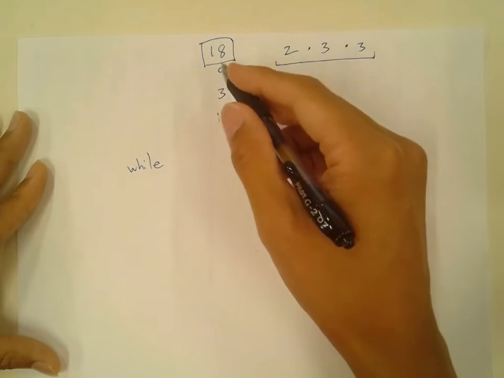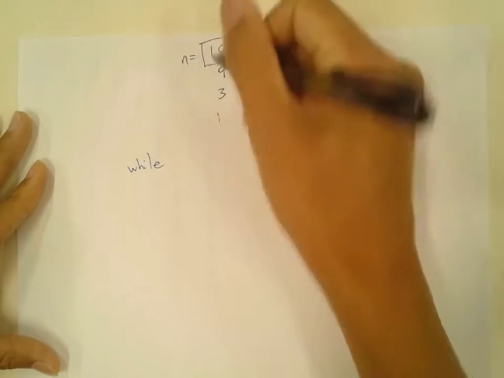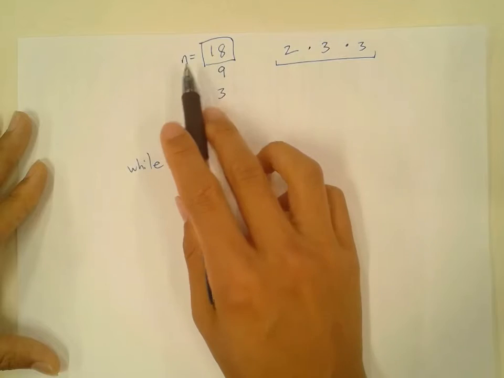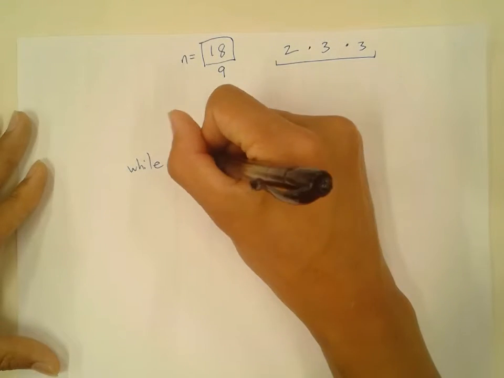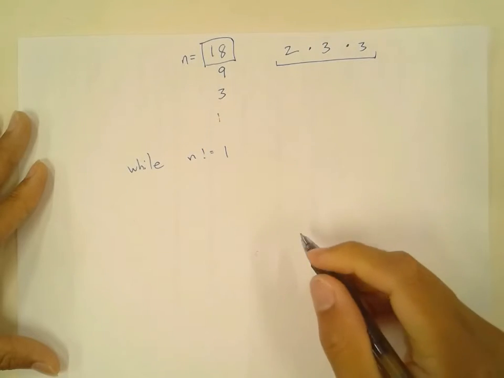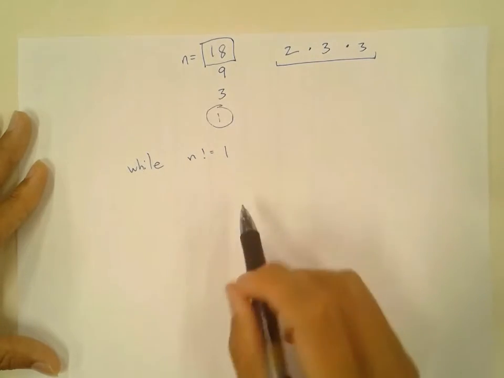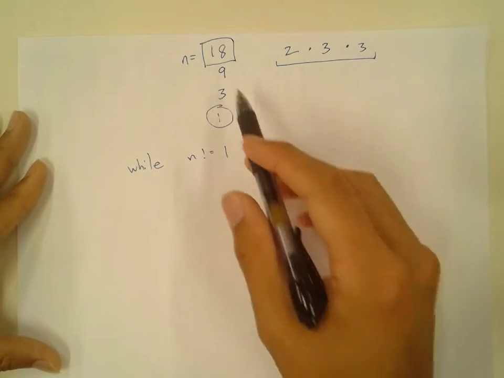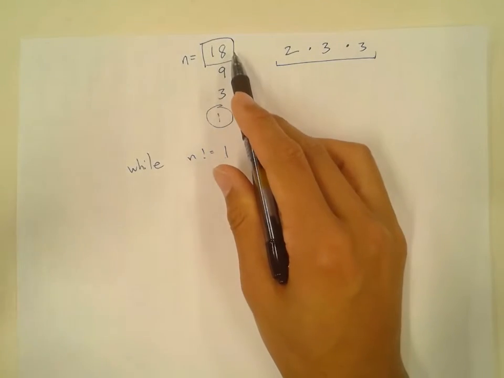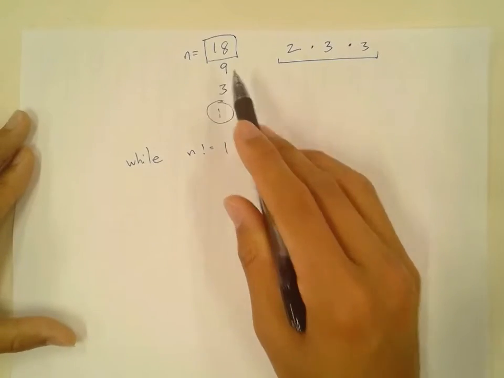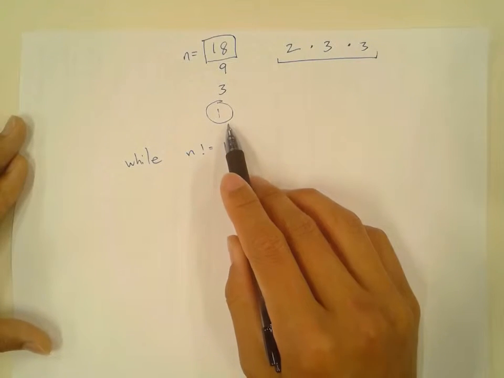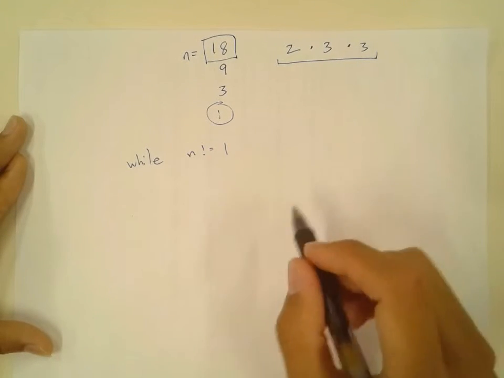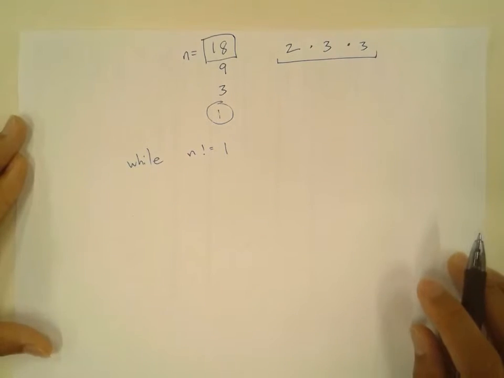I guess the condition we want to say is, let's say this number here that they're going to enter in is a variable called n. Then we could say while n is not equal to 1, right? Because this is where we want the looping to stop. 18 is not equal to 1, run the algorithm. 9 is not equal to 1, run the algorithm. 3 is not equal to 1, run the algorithm. 1 is not equal to 1, that's where we break, right? So that's why we're going to use n is not equal to 1.